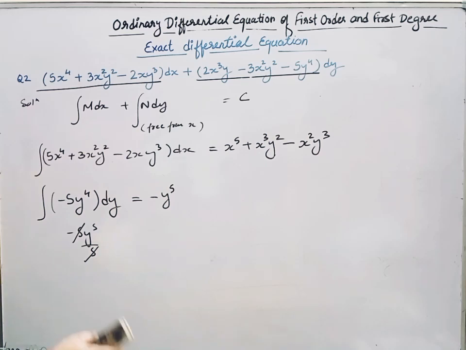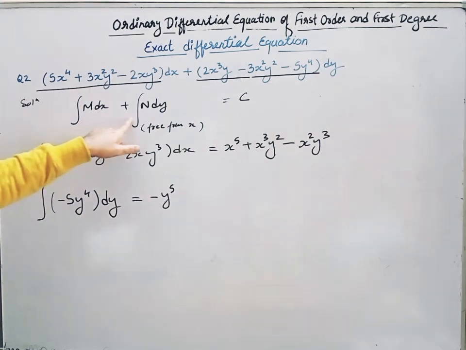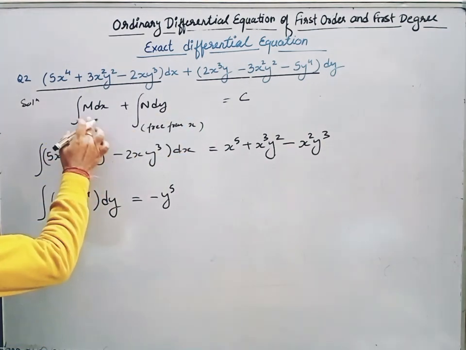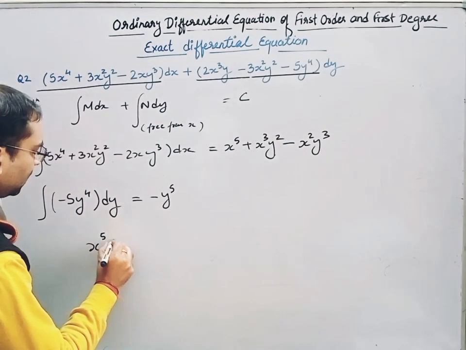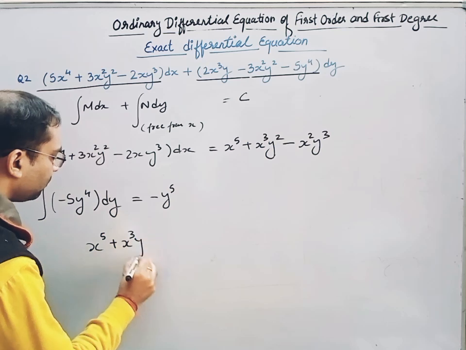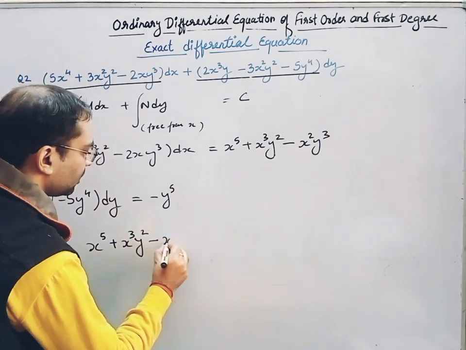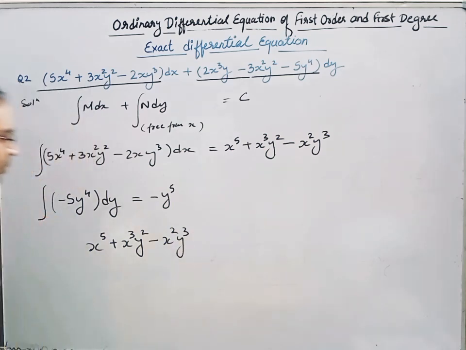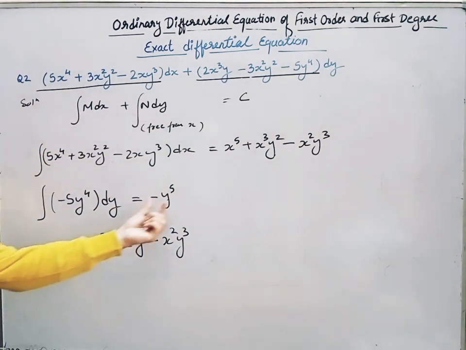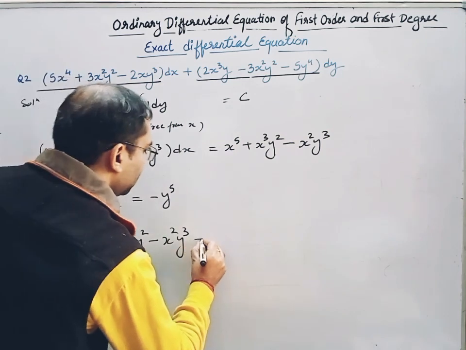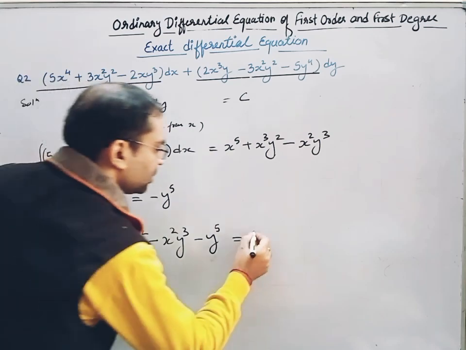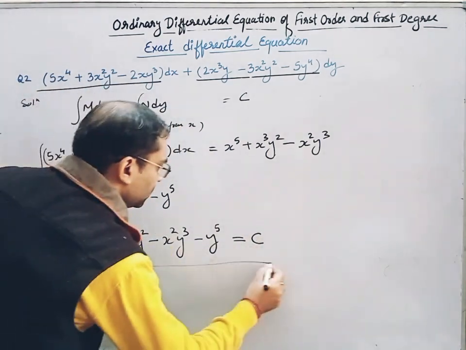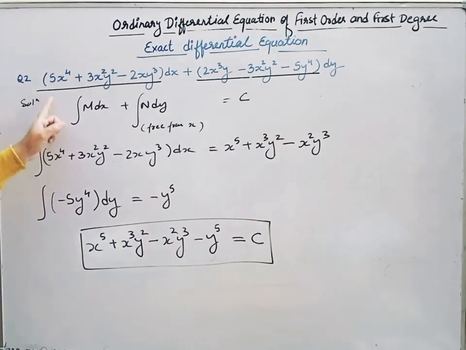So we have got the integral of n dy and now we simply write the solution. First we write integral of m dx, which is x to the power 5 plus x cube y square minus x square y cube. Then plus integral n dy, which is minus y to the power 5, and this is equal to a constant c. So this is the solution of this given exact differential equation.